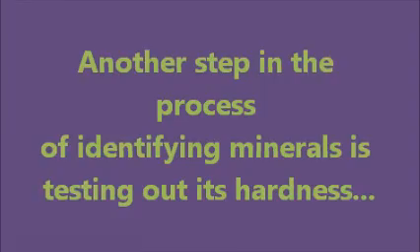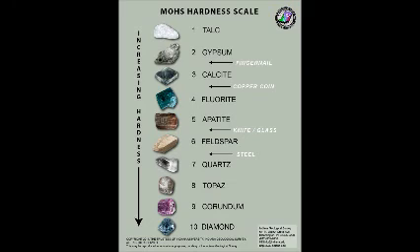Another step in the process of identifying minerals is testing out its hardness. For this, we use Mohs hardness scale, which gives us a guide to the minerals and their hardness levels. We can also use what they call scratching tools, and as we can see here, they have the fingernail, which is 2.5, a copper coin, which is 3.5, glass, which is approximately 5.5 to 6, and then steel, which is a 6.5.